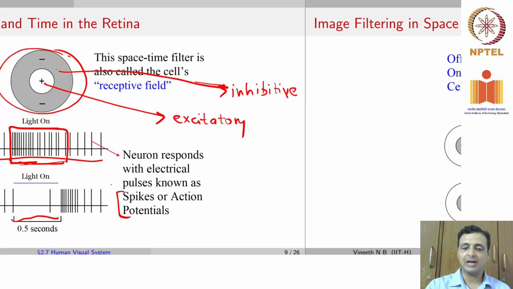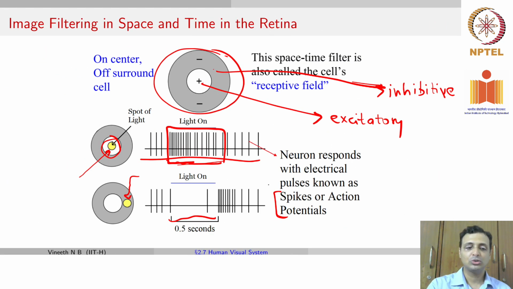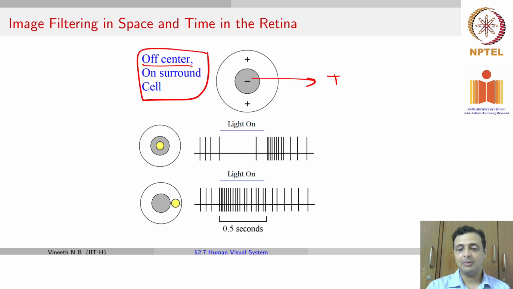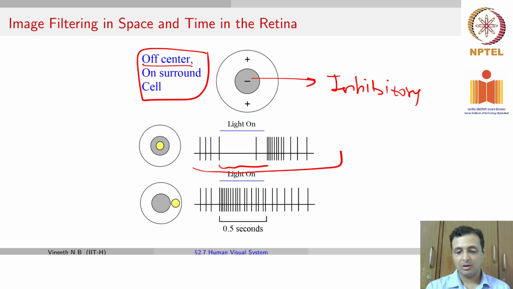So there are two kinds. The earlier kind is where we saw the excitatory to be in the middle. So it's called an on-center, off-surround cell. You also have the converse, where you have an off-center and an on-surround cell, in which case you have an inhibitory cell in the middle and then an excitatory one around it, flanked on either side. In this case, when the photon or the light is on and the photon falls on the middle cell, your action potentials or your spikes stop for some time. So this particular set of spikes are spikes that you get over time.